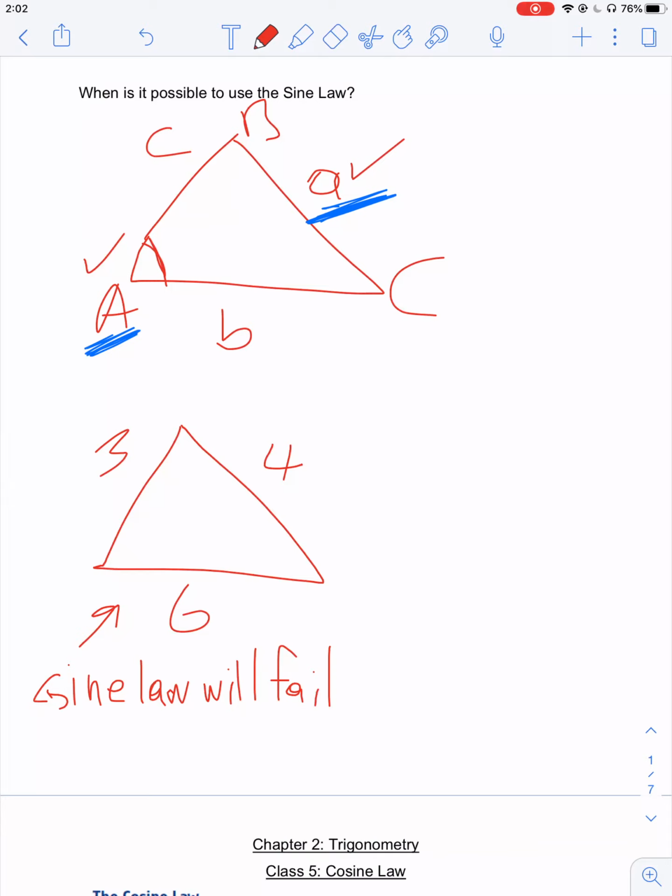Another situation where your sine law can let you down is if you have a triangle, let's say something like this.